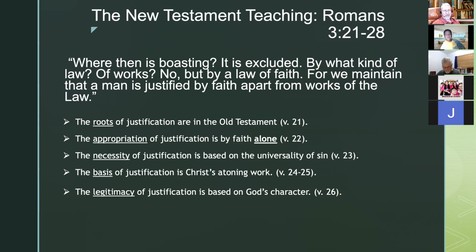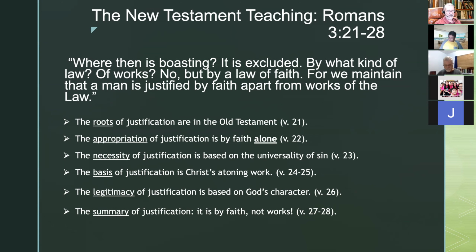Where then is boasting? It is excluded. By what kind of law? A law of works? No, but by a law of faith. For we maintain that a man is justified by faith apart from works of the law. So the summary of justification, it is by faith, not by works, in verses 27 and 28.